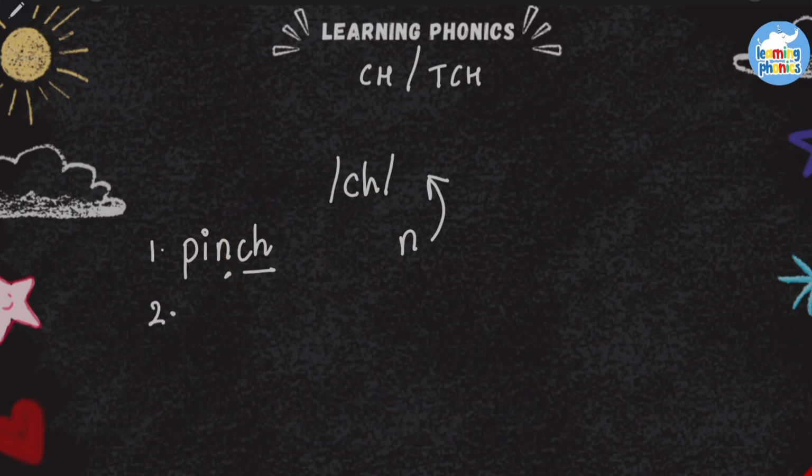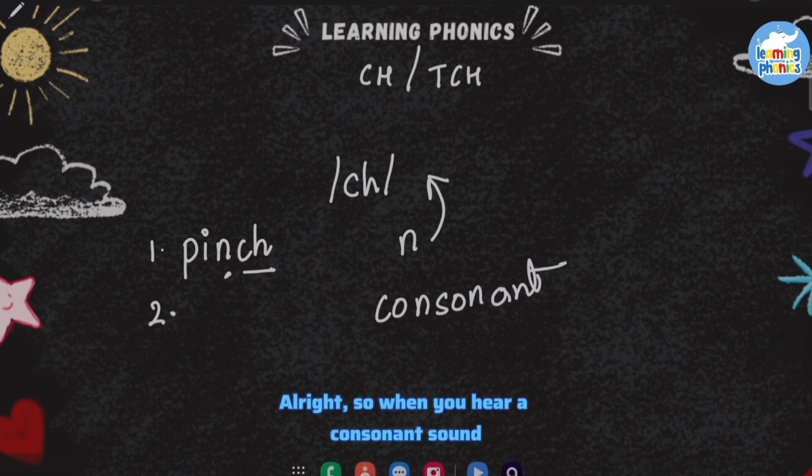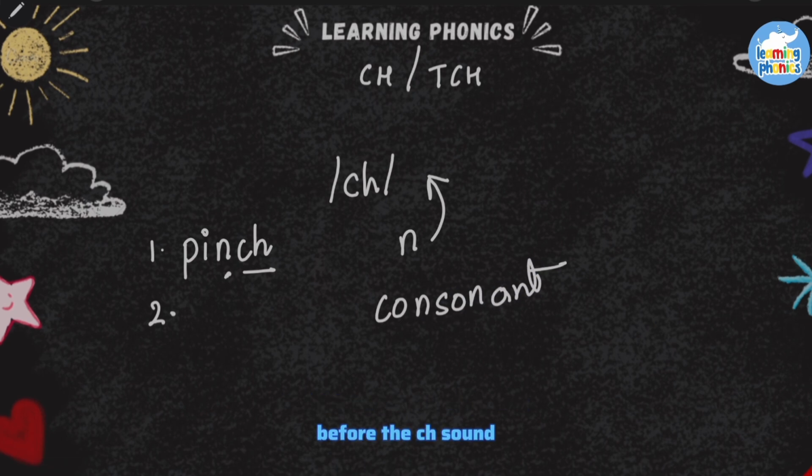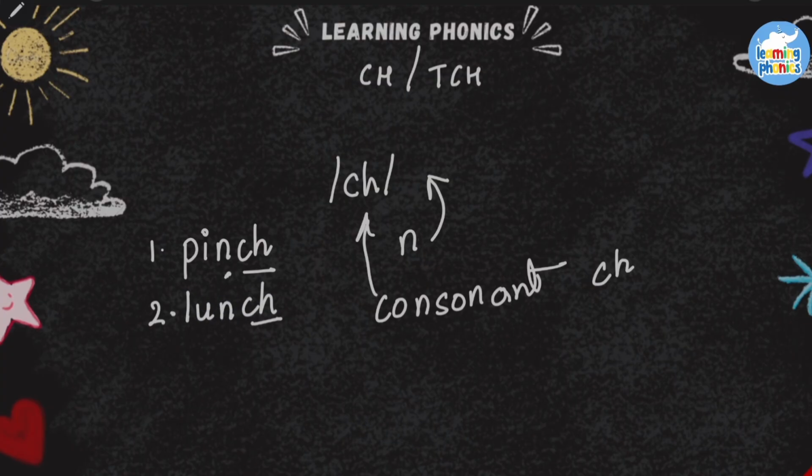Let's take another one. If I say lunch, what do you hear? L, ch. See, I again hear the n sound. That is a consonant sound. Alright, so when you hear a consonant sound before the ch sound, you are going to use the letters CH. Alright? L, ch, lunch. See, this is how you decode it.